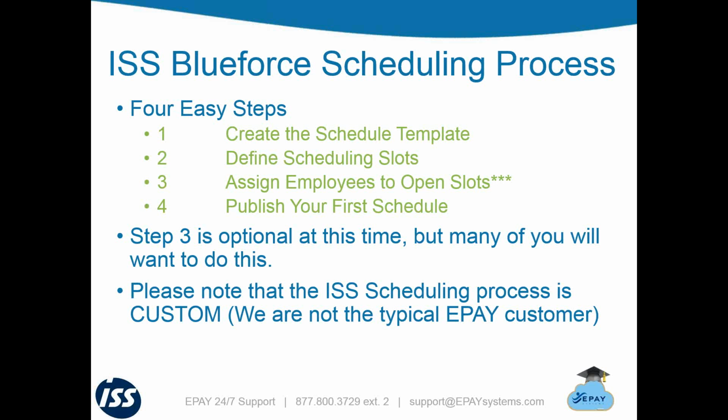Now, after we do that, we're going to go to step 3, and as you'll see here in the slide, step 3 is an optional step at the current time, but a lot of you are going to want to do this. Step 3 basically means you now go to assign named employees to those open slots we just created in step 2. So if we tell the system we have 2 day porters working on Monday, Wednesday, and Friday, in step 3 we can tell the system we want Joe Smith and Bob Jones as the 2 employees working those specific slots.